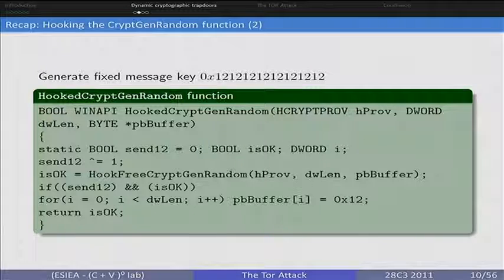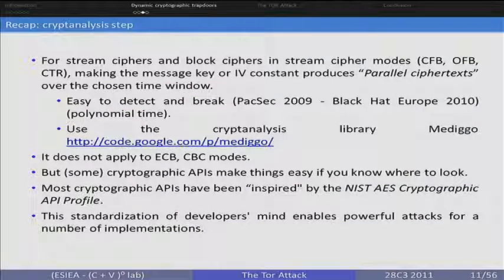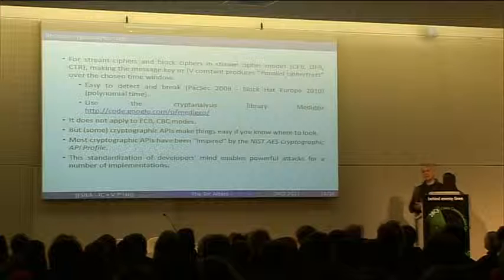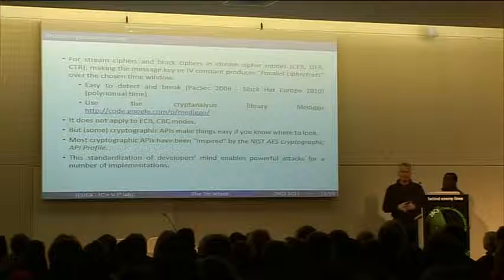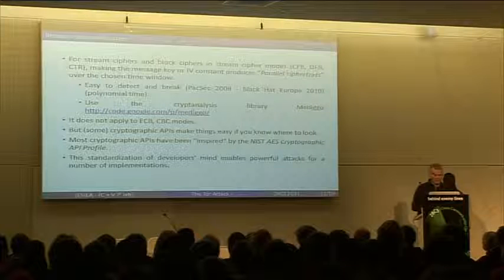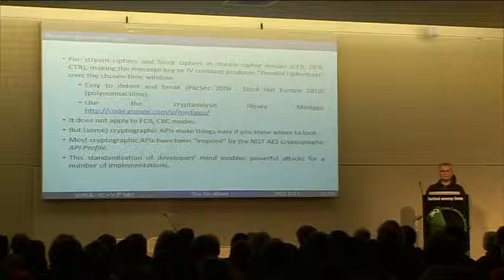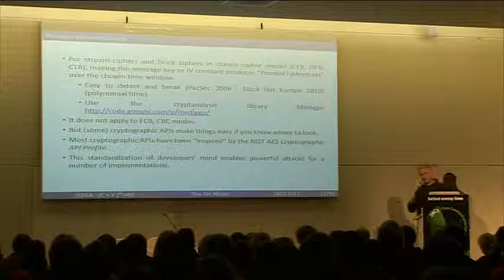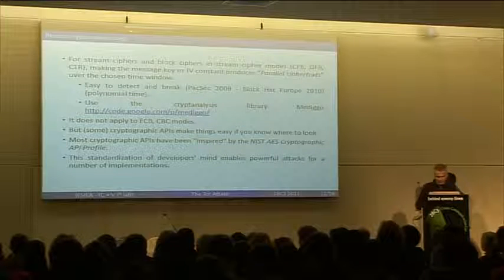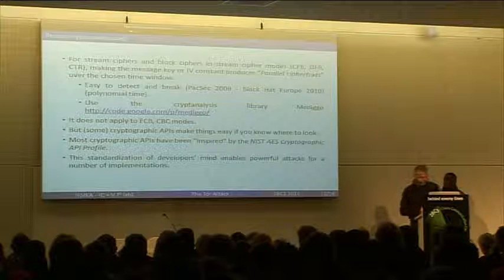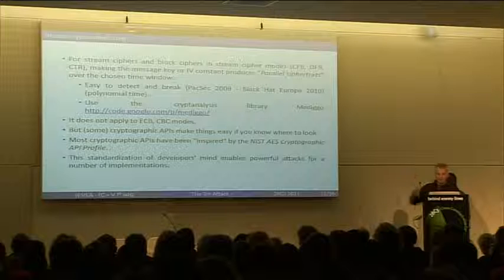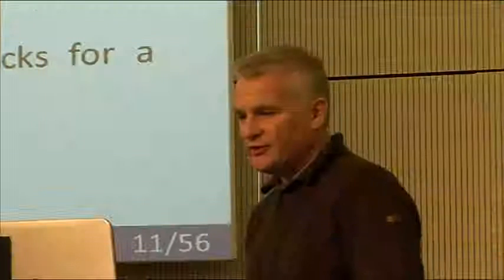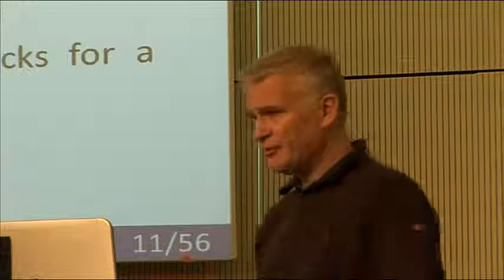So why fix the message key? Because in this case, all the messages that are going to be encrypted will have parallel ciphertext. It means that it is easy to detect them among many, many encrypted texts. You can detect them in polynomial time and break them as well in polynomial time, just from the fact of reusing, of fixing the IV. So we have developed a cryptanalysis library exploiting this fact, and you will be surprised how much encrypted traffic can be partly broken by applying these techniques. Of course, we are considering stream cipher modes.